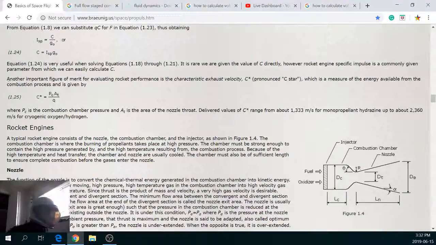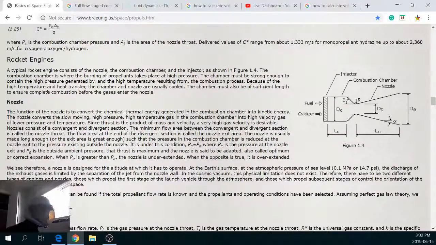So C star is actually rather important because it's just a different form of ISP, which is actually rather useful considering it's kind of how fast the exhaust velocity actually basically is.